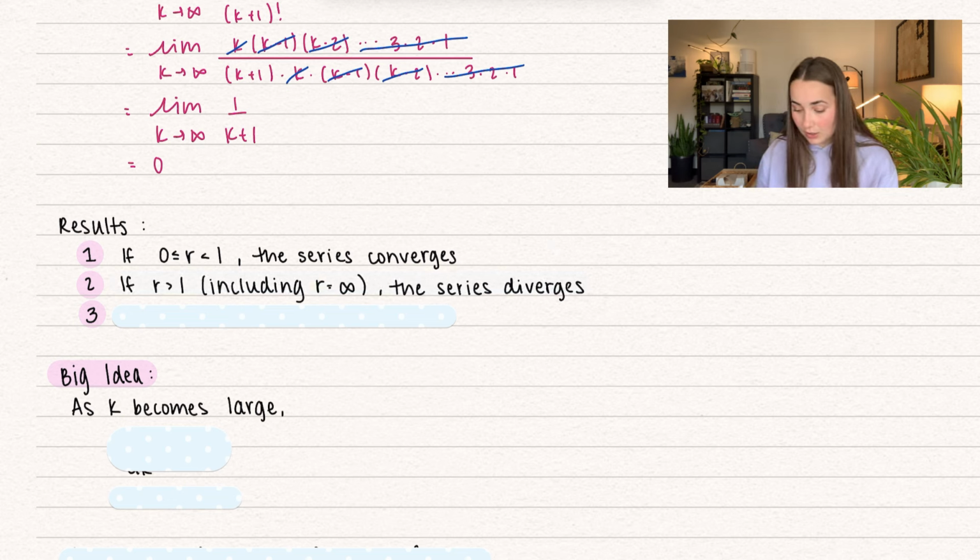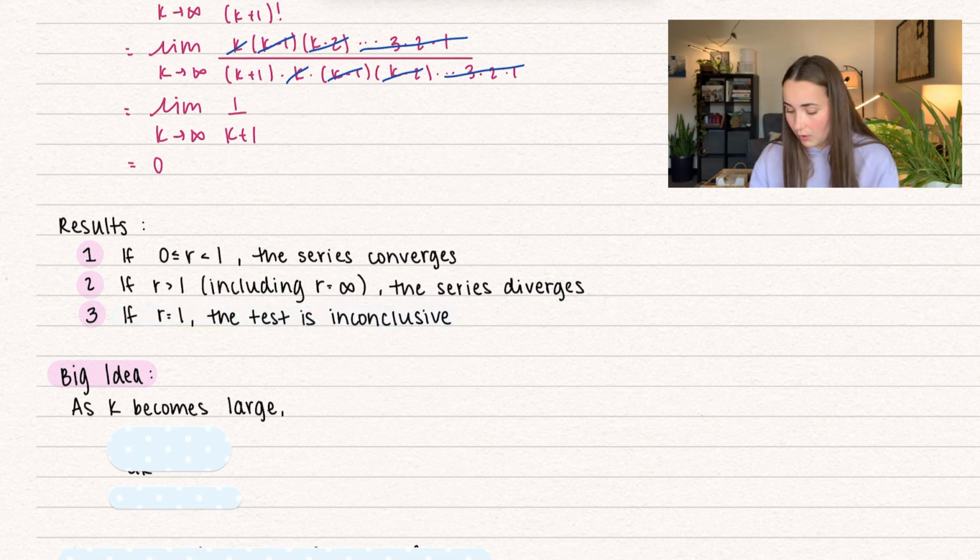There are some other things. So if r is greater than 1, and that includes if it diverges to infinity, that means that the series is going to diverge. And then one more, when r is equal to 1, the test is inconclusive. And that's because there's some series where the ratio is equal to 1 and it converges, but there's some series when the ratio is equal to 1 and it diverges. So it could be either case. You'll just have to apply a different test.